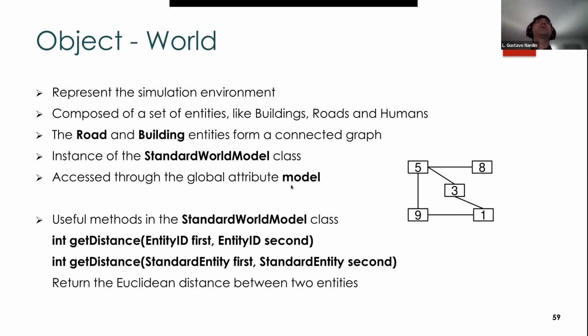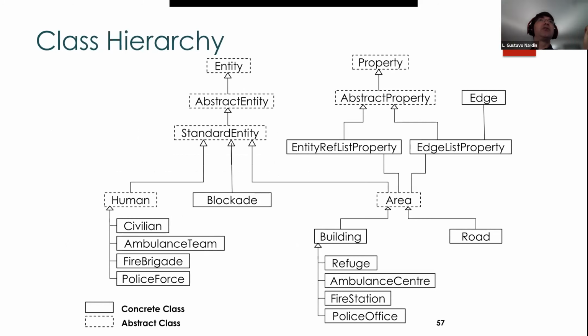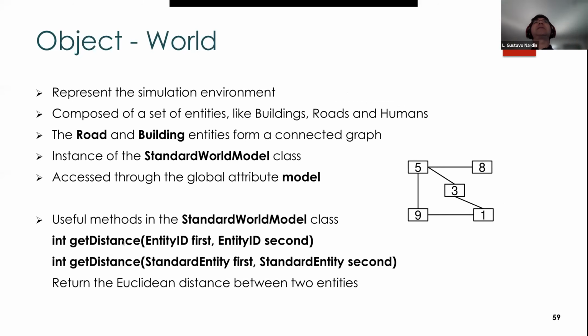The standard world model, the instance that represents the world, has some useful methods. One of them is getDistance. So if you want to know the distance between two buildings, or from your location to somewhere else in the environment, you can use the getDistance method from the standard world model, and it will give you the Euclidean distance.